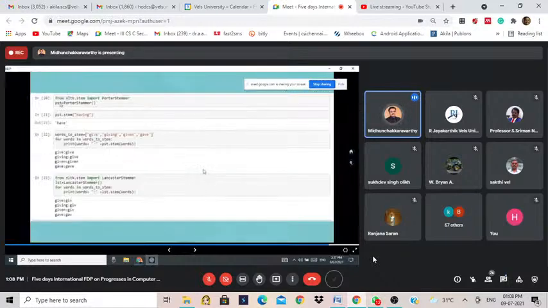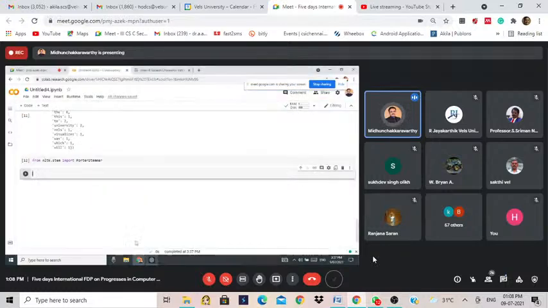Here, we have imported Porter stemmer. Now we are going to create an object. PS is an object for this Porter stemmer. So I create PS equals to PorterStemmer. PorterStemmer is a method which is brought in here, and PS is our object. So now we have created an object. Now we can go for our stemming process directly.